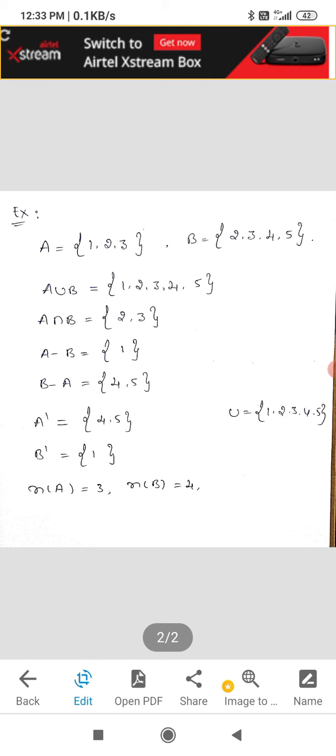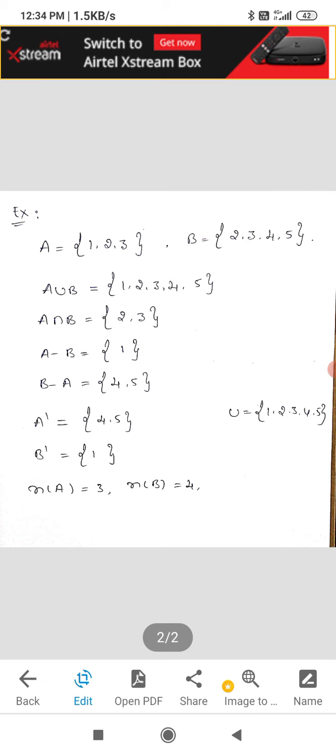Next, A complement. A is equal to {1, 2, 3}. To write A complement, I need a universal set, right? For this discussion, the universal set considered is {1, 2, 3, 4, 5}. Now A is {1, 2, 3}. So what is our A dash? It is U minus A, which is {4, 5}. Similarly, B dash is U minus B, which is {1}, right?